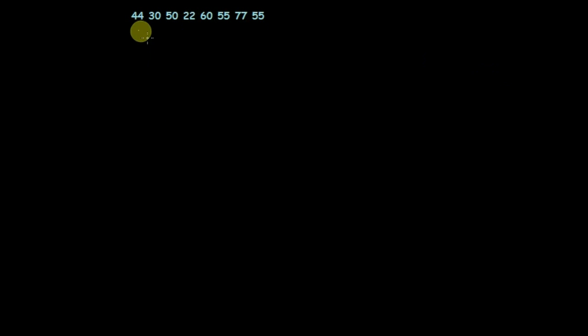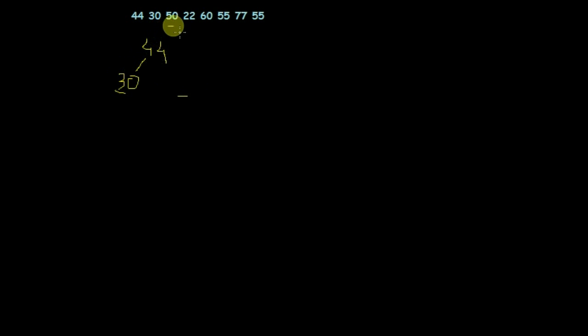First is 44, so 44 comes here. The next element is 30. It follows the complete binary tree principle, so it starts occupying from left, then right. So first left, so 30 comes here. Now 30 is less than 44, so no change is required.